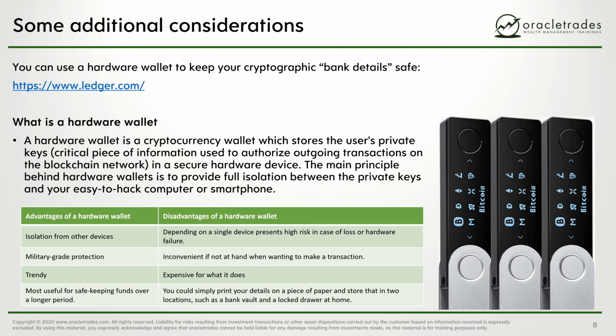Now, some of the disadvantages of the hardware wallet, and why we personally don't use these, is that it depends on a single device, and that in itself presents a relatively high risk in case of loss, theft, or even hardware failure. It's quite inconvenient if you don't have this at hand at all times when wanting to make a transaction, and it's also quite expensive for what it actually does. Essentially, it's an elevated USB key with hardware encryption and some fancy buttons and screens. You could simply print your details on a piece of paper and store that in two locations, such as a bank vault and a locker drawer at home. That would be equally safe and free.